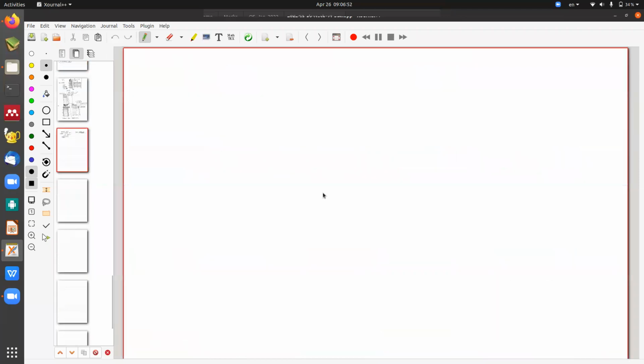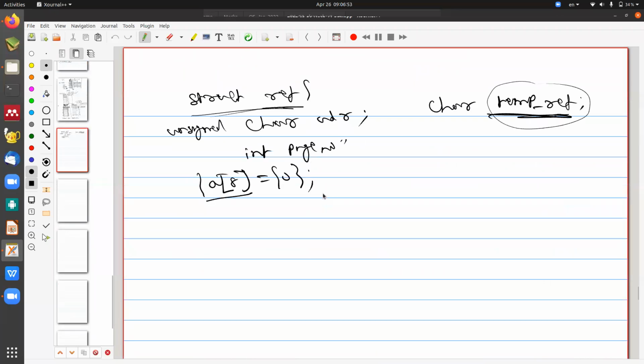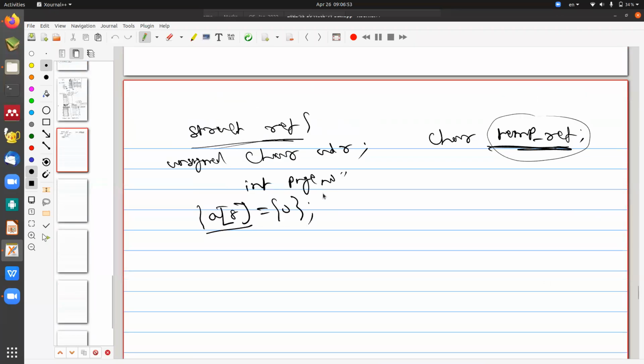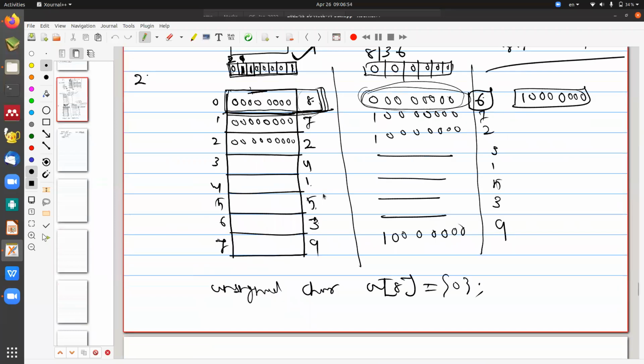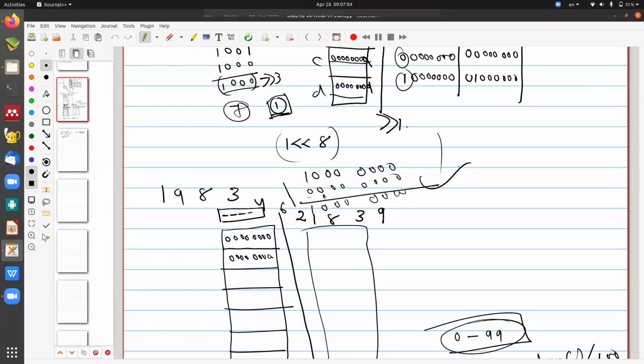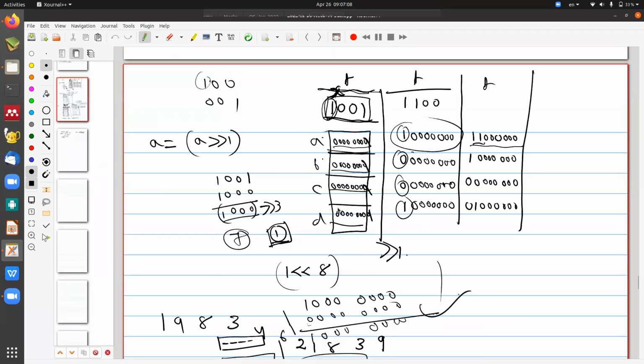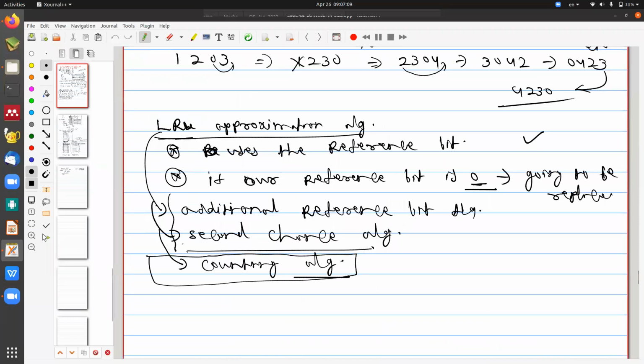Okay, so last class we discussed the page replacement algorithm. The page replacement algorithm usually happens in the case of demand paging. If there is demand paging, then only the page replacement algorithm comes into the picture. And last time we studied the additional reference bit algorithm. So today's class will go quickly to the second chance.